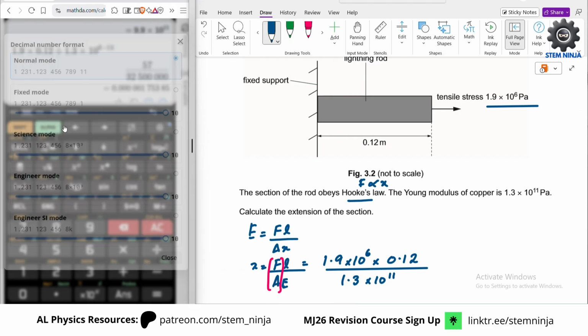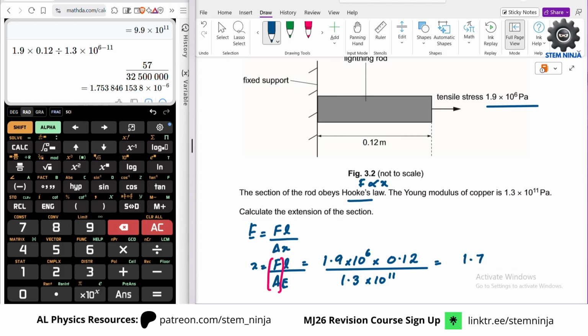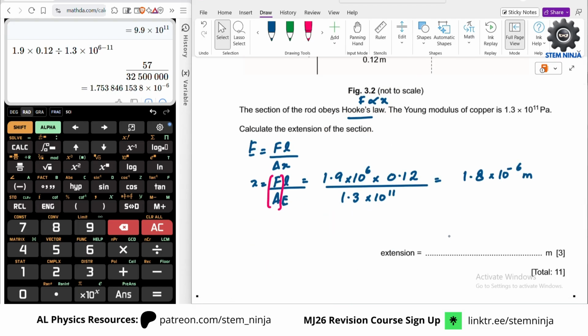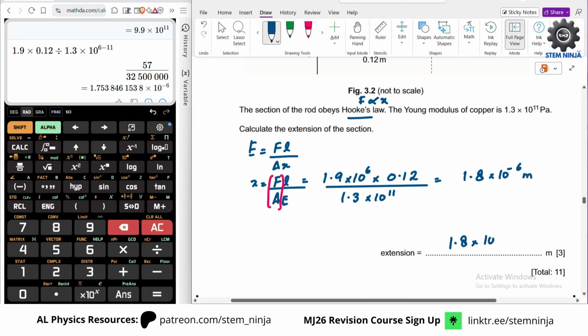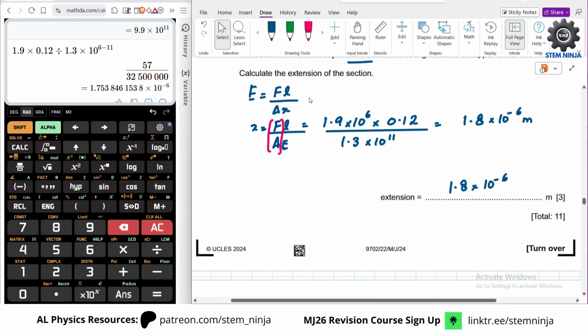This gives us 1.8 times 10 raised to power minus 6 meters extension. Right, okay. This question is over. On to the next question.